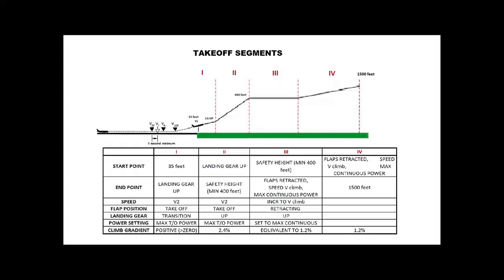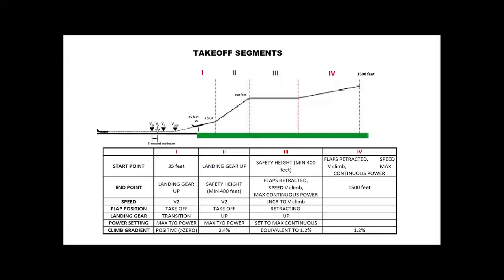Here the power setting is at max takeoff power on the good engine. Remember, all this is being calculated for failure of your critical engine. So assuming that the critical engine has failed, you have continued with the takeoff, you have rotated, and now you're climbing out. Your speed should be at V2, the landing gear coming up, and some positive climb gradient available to you. The moment the landing gear locks up, the first segment is over.